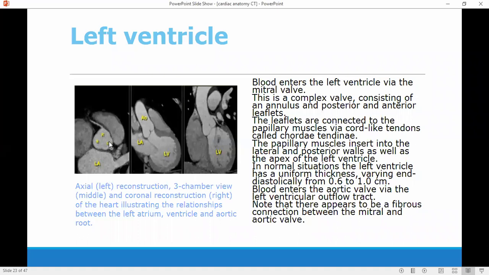Here the short axis view, axial level, shows the aortic valve in short axis, right, left, and non-coronary cusp. Here we have the left atrium, right ventricular outflow. This is the right coronary artery, and this is the left coronary artery.